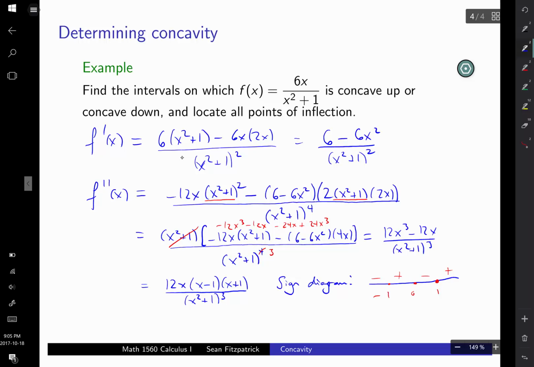Okay, so now we can see that we have 3 inflection points, right? Minus 1, what's f of minus 1? 6 times minus 1, that's minus 6, minus 3. If I put in x equals 0, 0, 0, and then 1, 3 are my inflection points.